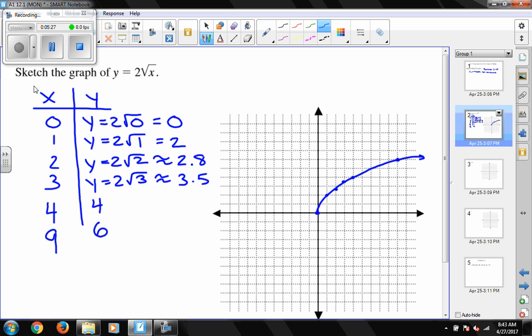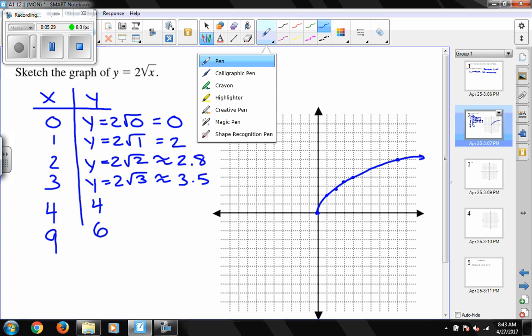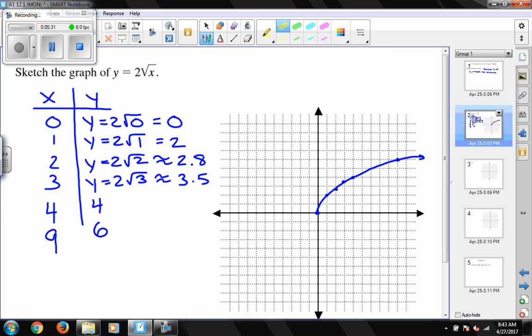Really, the main ones that I want you to check and see what happens here are 0, 1, 4, and 9. The reason I want you to look at those is because they turn out to be perfect squares. They make it just a little easier for you to work with. So look to make those, and I'll show you what I mean by that here in a second.